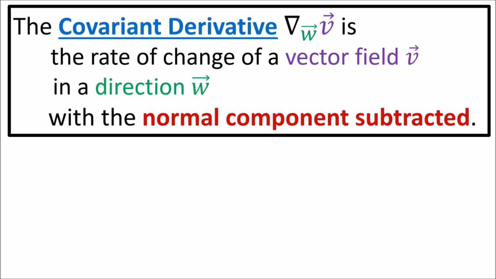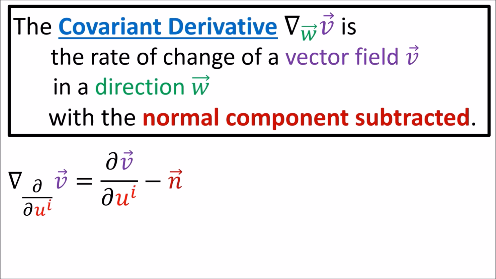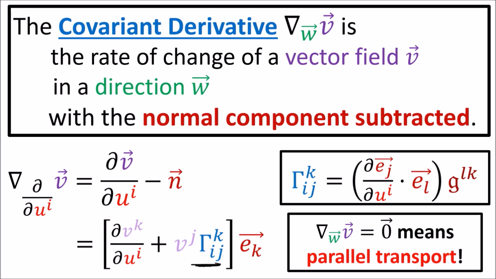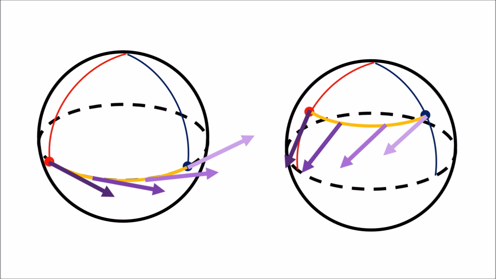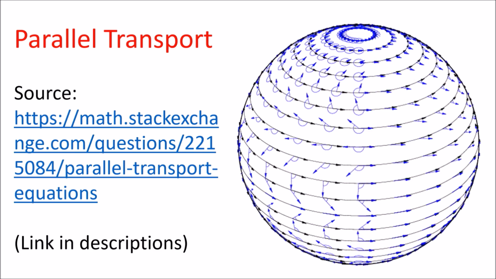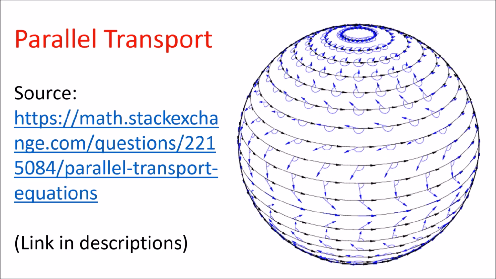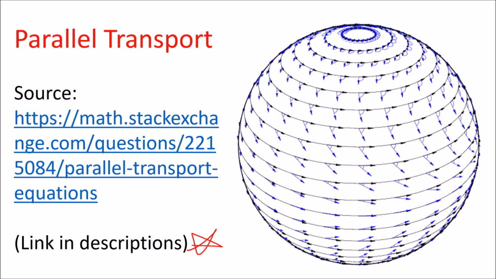So previously we learned that the covariant derivative on a curved surface is the rate of change of a vector field v in some direction w with the normal component of the rate of change subtracted. So this is the covariant derivative in the direction of the u coordinate, and we can also write it using this expression where the Christoffel symbols represent this formula. We also learned that when the covariant derivative is 0, it means we're parallel transporting a vector along a curve, and I showed you some examples of what parallel transport looks like. And one viewer actually sent me this animation which conveys parallel transport on the sphere really nicely. There's a link to this animation in the description.